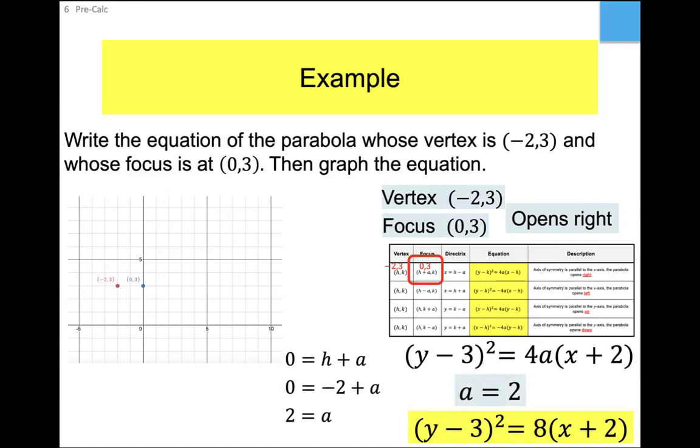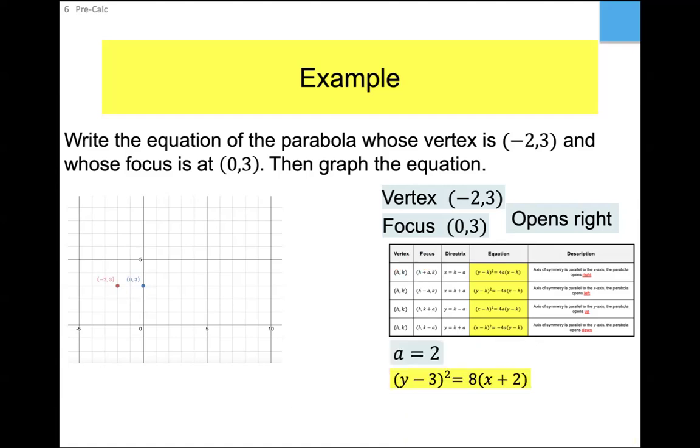It does say to graph it. We're going to use the latus rectum points for that. Remember the latus rectum points: since this opens to the right, the latus rectum points would be up and down from the focus. The focus is that blue dot, and it's going to be 2a above or below, or left or right. In this case, it's above and below because it opens to the right. So 2 times 2 is 4, so I need to go up and down 4 from that blue dot.